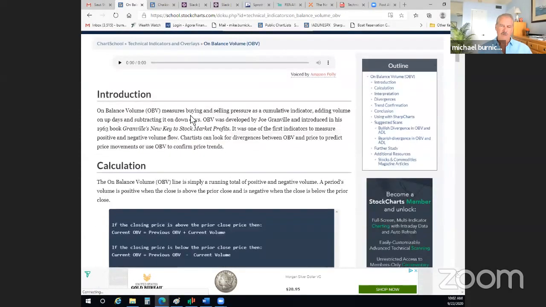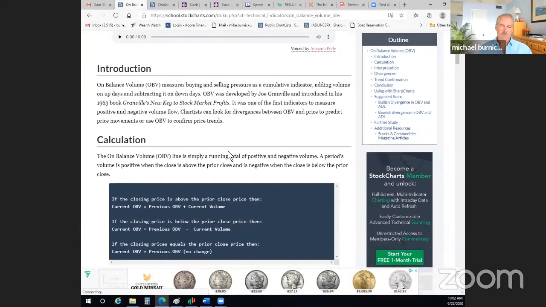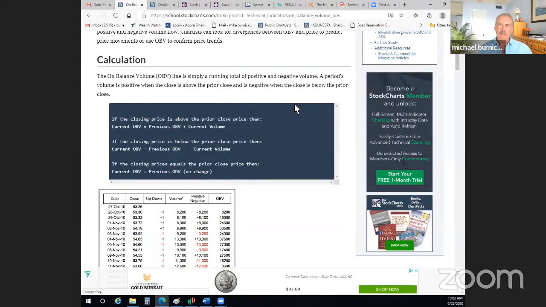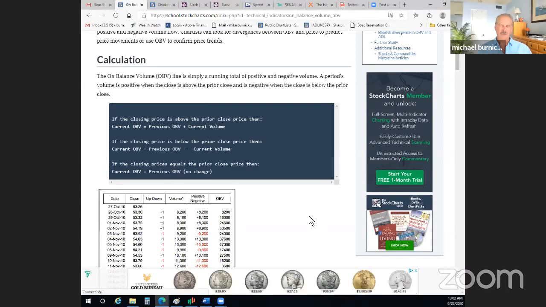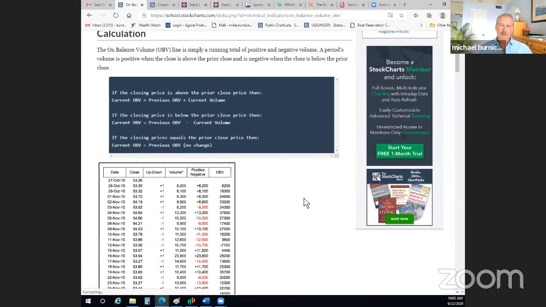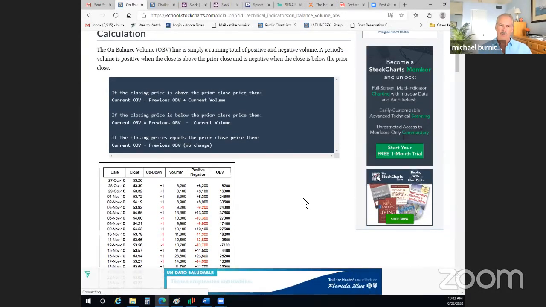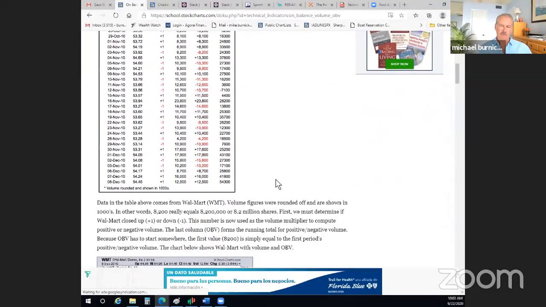So on Chart School, they give you a little bit of intro, talk about Joe Granville and how he started it. They also show you the actual calculation, just in case you wanted to put together your own spreadsheet or do it by hand. But basically, it's a running total of the volume in relation to price over a period of time. A period's volume is considered positive with this measure when the close of the price is above the prior close. On the other hand, it's considered negative whenever the close for a particular day, like today's close, for example, is below yesterday's close. So it's kind of black and white. It's either positive or negative. There's really no in between.